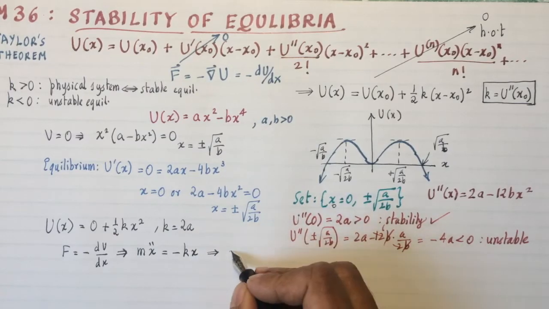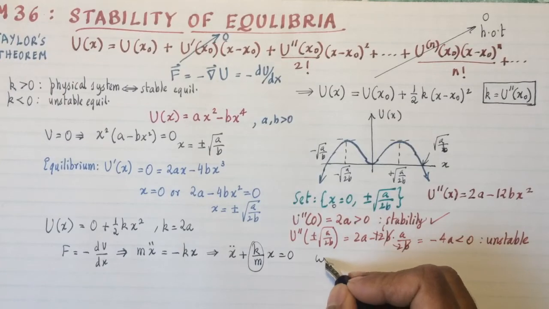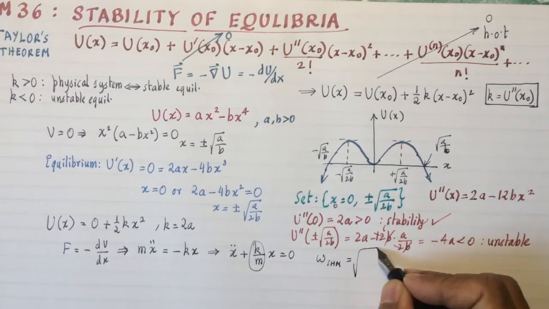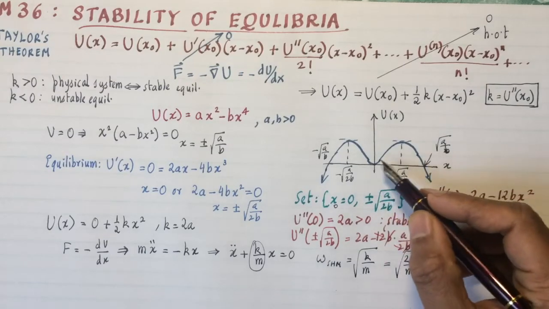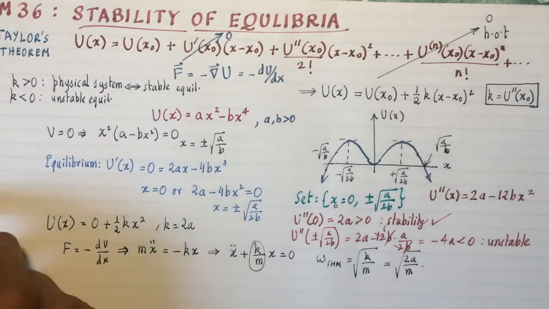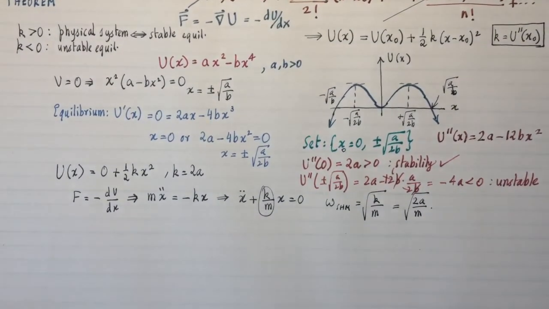So this gives me, if I divide by m and bring over the kx to the other side, x double prime plus k over m times x equal to 0. So we can identify the simple harmonic oscillation frequency as the square root of k over m. So in our particular example, it's going to be the square root of 2a over m. And so that's the frequency of oscillation, or in many problems, that's the resonance frequency of a process. So those are valuable physics or chemistry or material science informations that you can take away from just a basic analysis of potential. I would also like to talk about large-scale motions now.